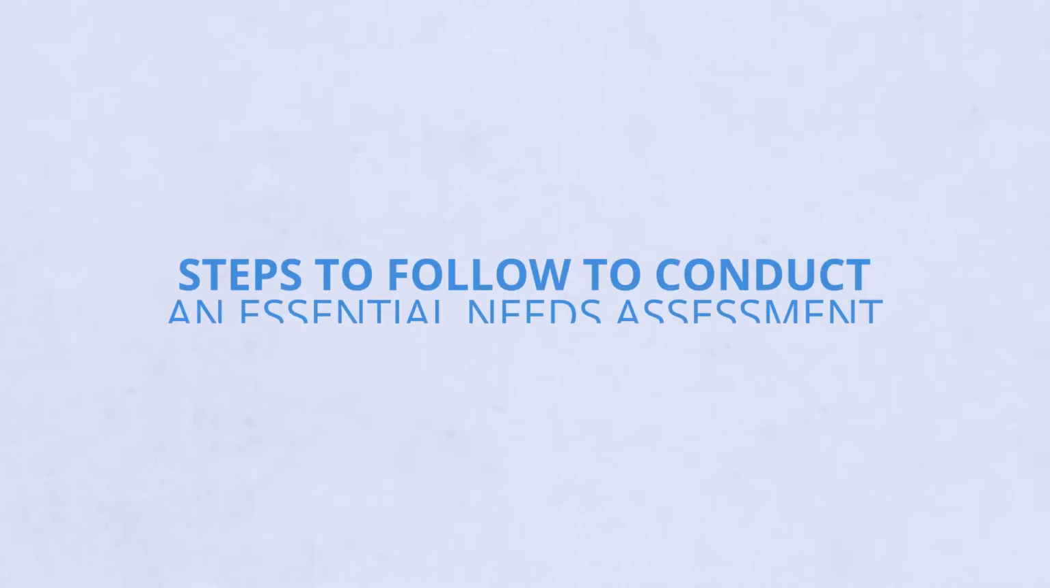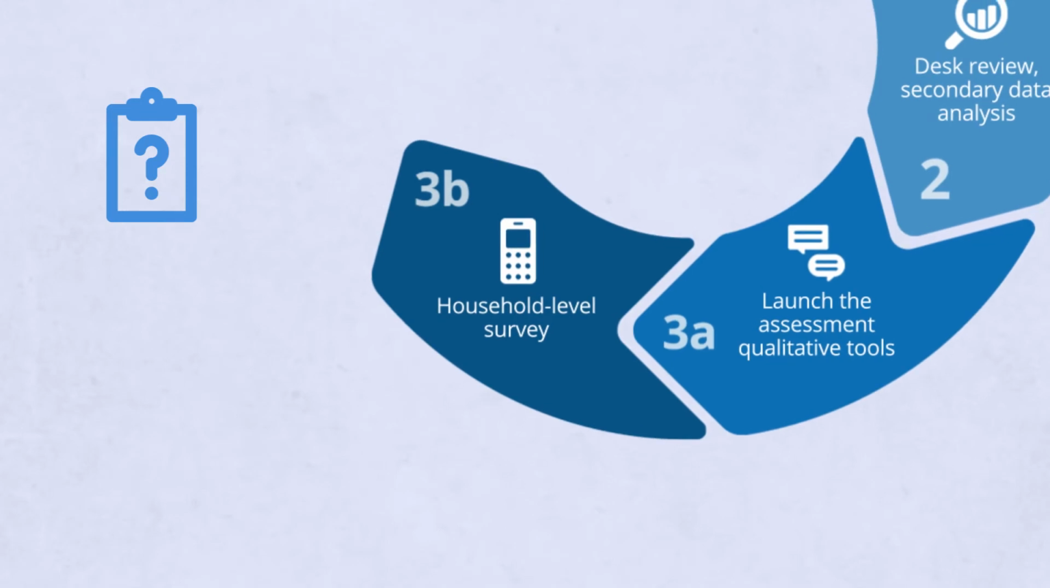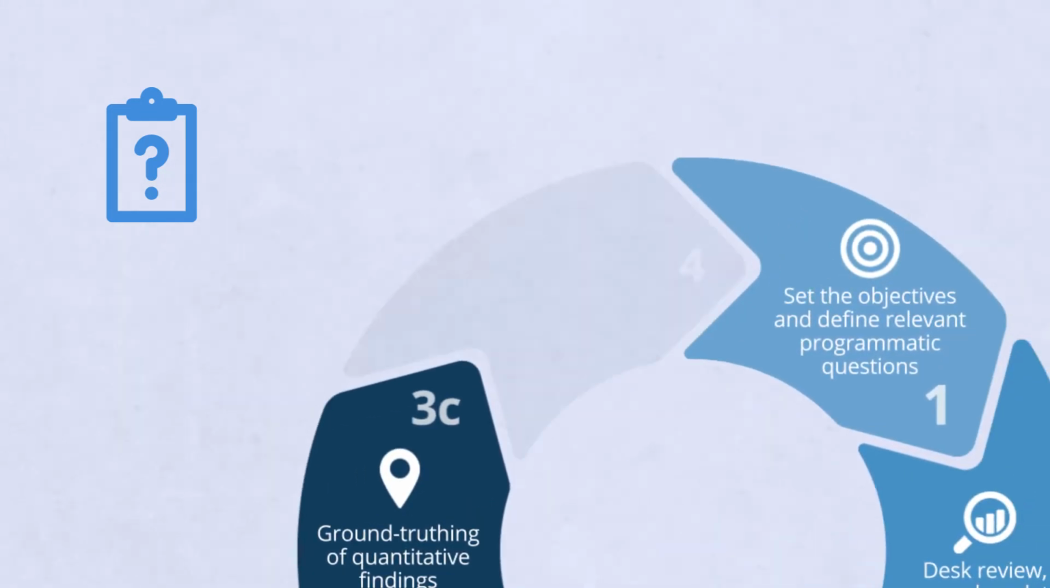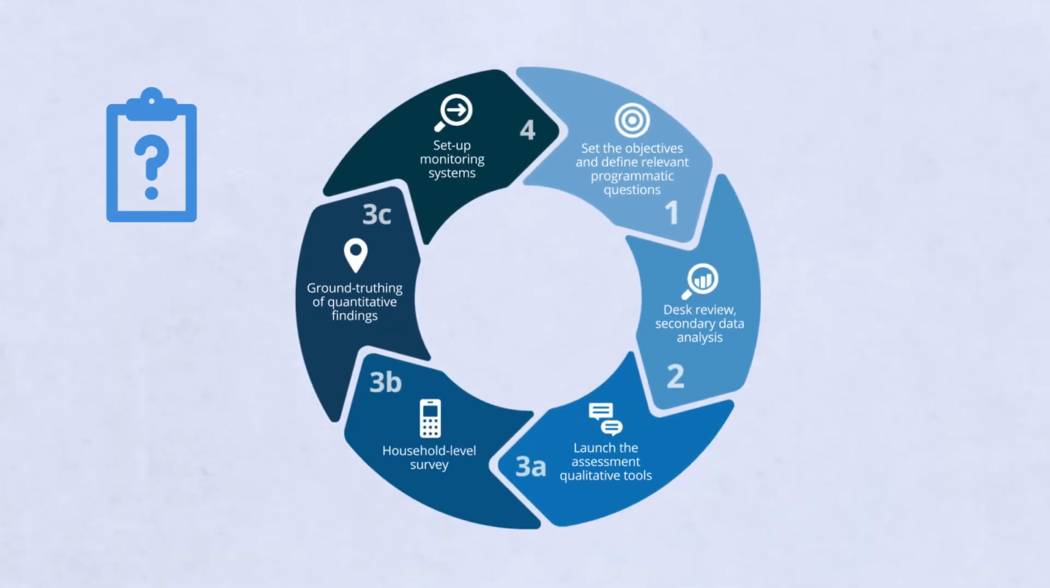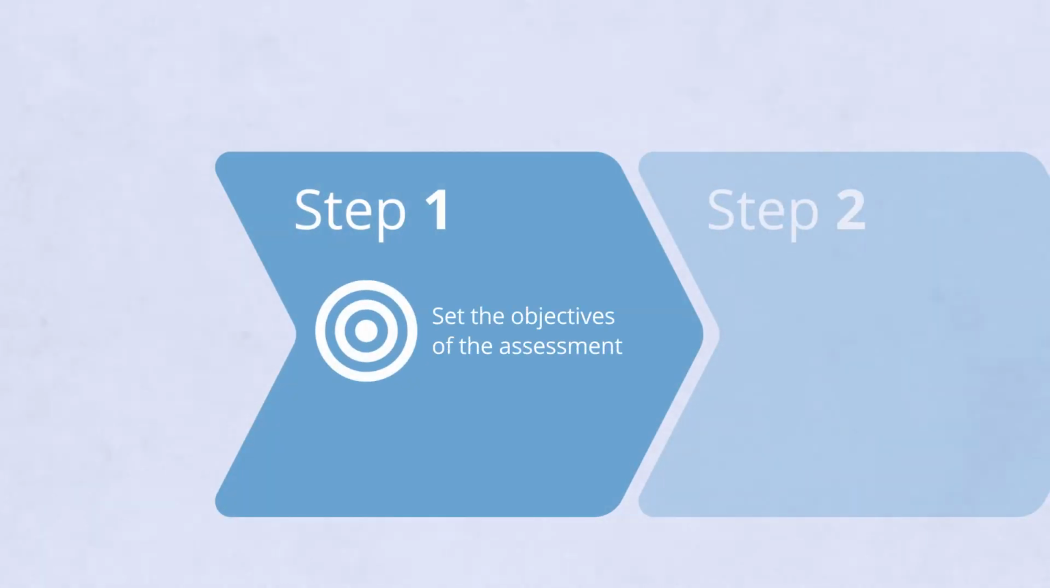Part 2. What are the steps to follow to conduct an essential needs assessment? The process is the same as a typical food security assessment, only the perspective is different in that you are looking at a broader set of essential needs that go beyond the food sector. Follow these steps. Step 1. Set the objectives and define the questions that need to be answered to inform programmatic decision-making.